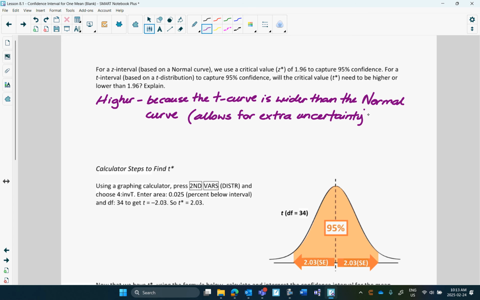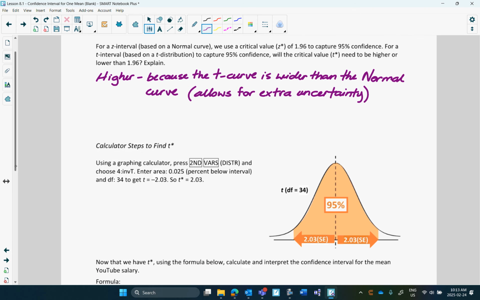Okay, so how much higher? Well, if you remember, if we're given the confidence level, that's the same as the area in the normal curve. Okay? If you remember if we're dealing with normal curves, if you were given the area, how did you find one of the values below? We did inverse norm. Okay? But because it's a T curve, we do inverse T, which is another function on your calculator.